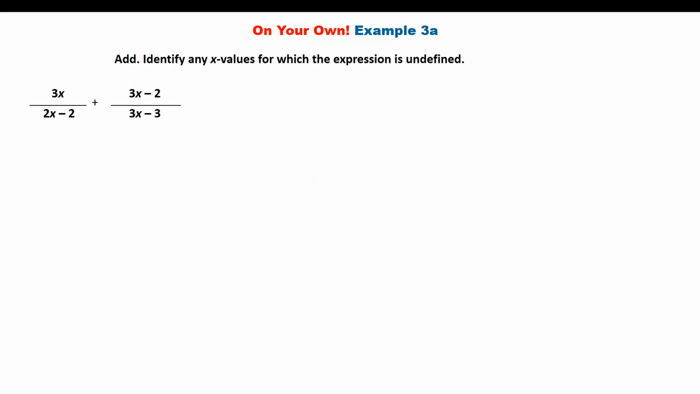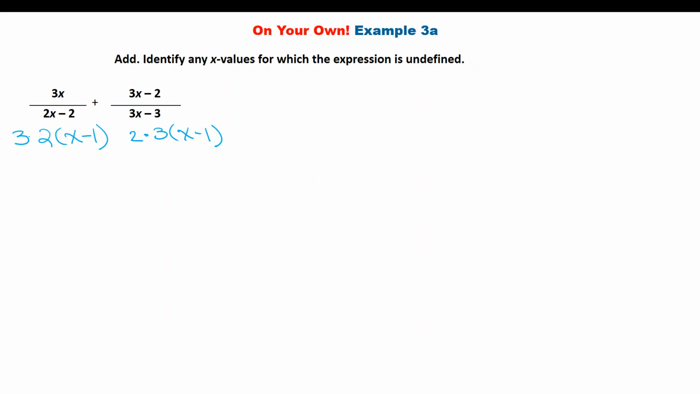All right, the first thing you should have noticed is that there are not common denominators here, so we have to factor this out. I can see I can factor a 2 out, leaving me with x minus 1. Down here, I see I can factor a 3 out, leaving me with x minus 1. So in order to get a common denominator, I need to multiply this side by a 2 and this side by a 3. All right, that'll give me 6 times x minus 1 and 6 times x minus 1 on both sides.